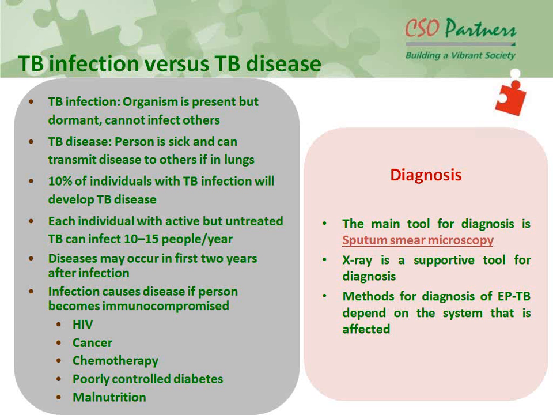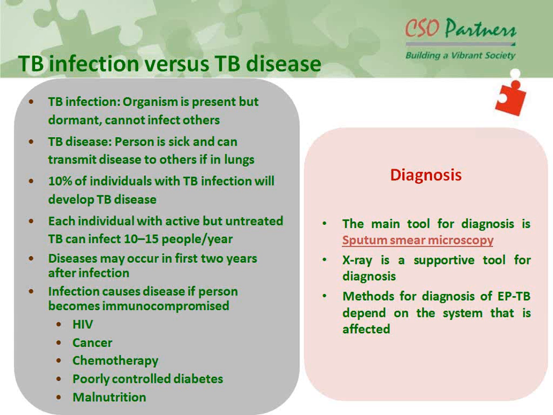Now, as I said, TB infection and TB disease are two different things. TB infection is when the organism is present but dormant, and cannot infect others. In your body, it is dormant, you are not infecting others, and it is also not creating any manifestation in your body. TB disease is when the person is sick and can transmit the disease to others if it is in the lungs.